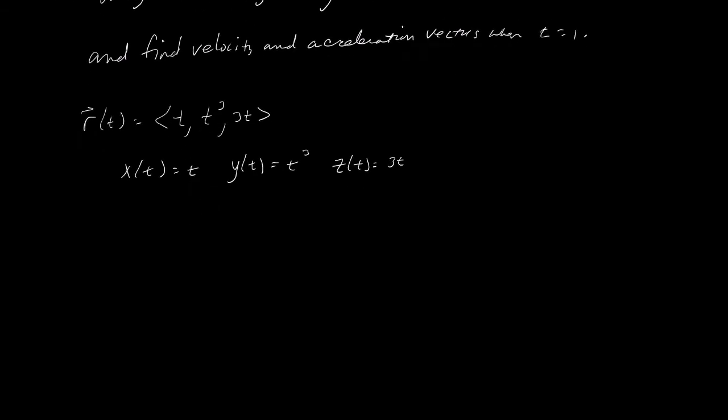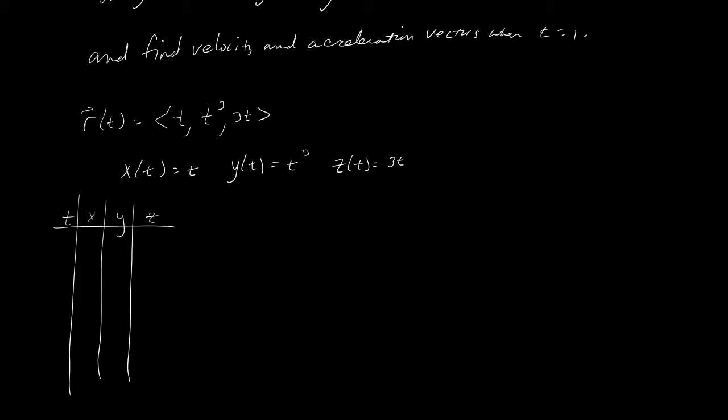Okay. So we can go ahead and find some points on this curve so we can get it sketched. So we need t, x, y, and z. Let's choose -1, 0, 1, 2, see what we get here. Plugging in -1 for each of these functions, we get -1, -1, -3. Plugging in 0, we get 0, 0, 0. Plugging in 1, we get 1, 1, and 3. Plugging in 2, we get 2, 8, and 6. So let's see what that looks like for us.